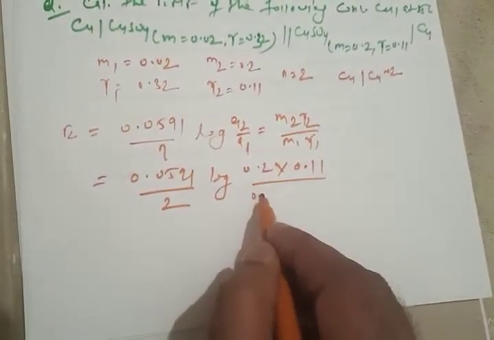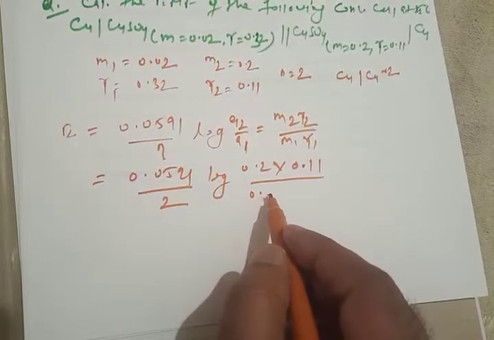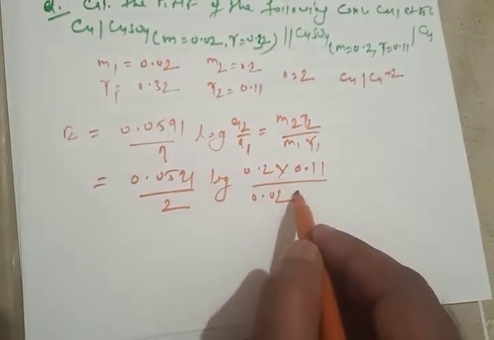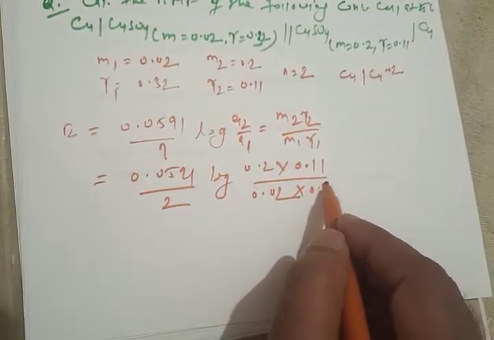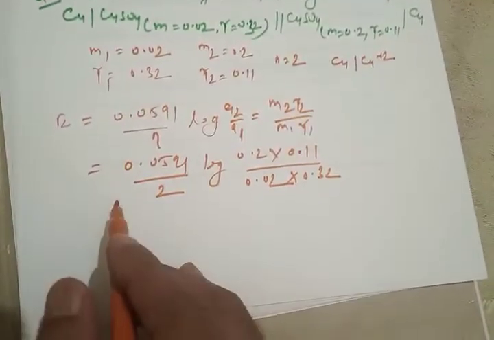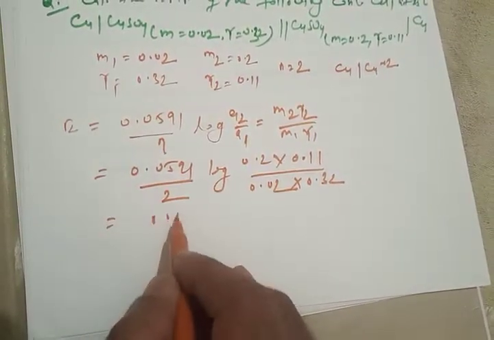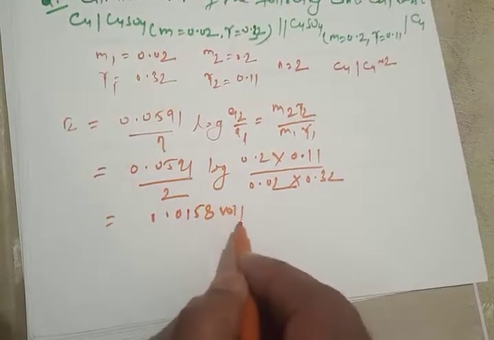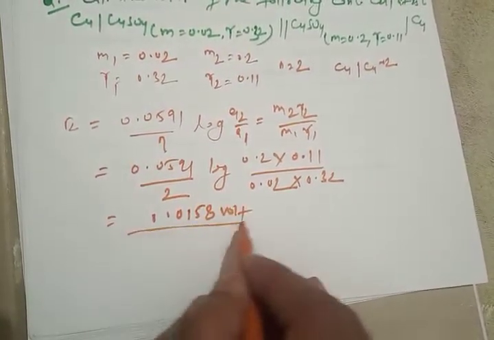Okay, so let's write the values: 0.059 upon 2 log, you have given 0.2 and 0.11, and then 0.02 m1, and 0.3. If you go for the calculation of all this, you will find 0.0158 volt. So this is the answer to your question.